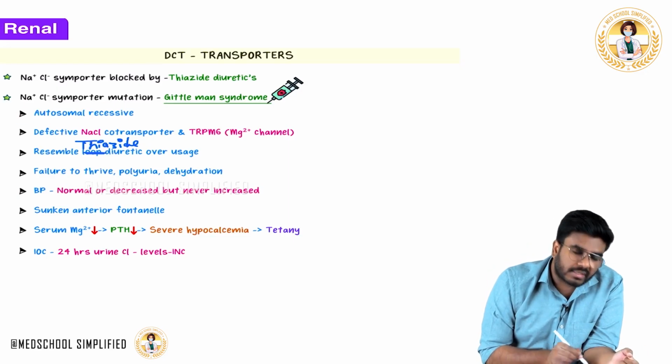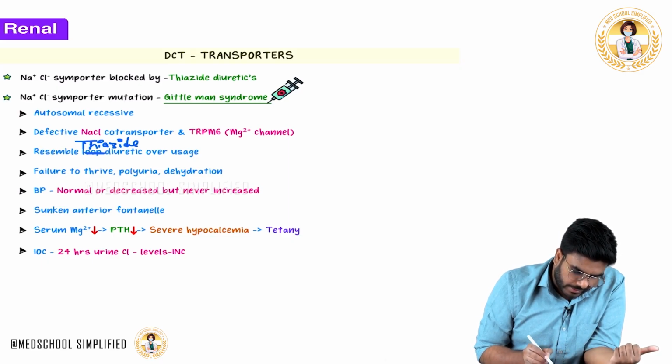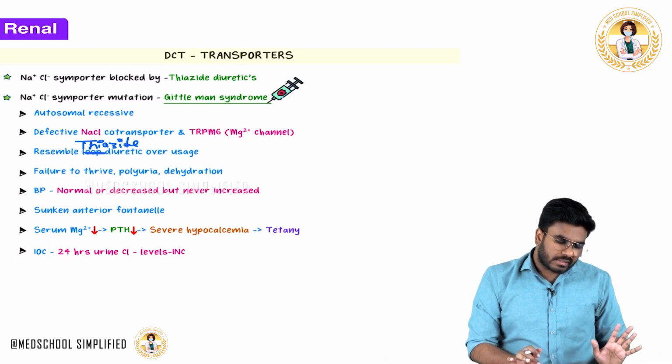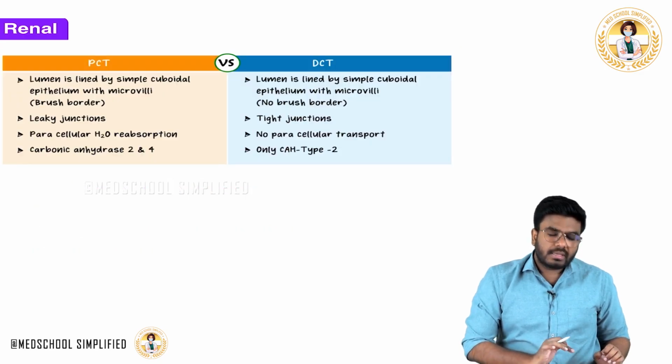And this is also autosomal recessive. Bartter is also autosomal recessive. Same: failure to thrive, polyuria, dehydration, sunken anterior fontanelle, same things. So these are some important points which I want you to know regarding Gitelman syndrome.